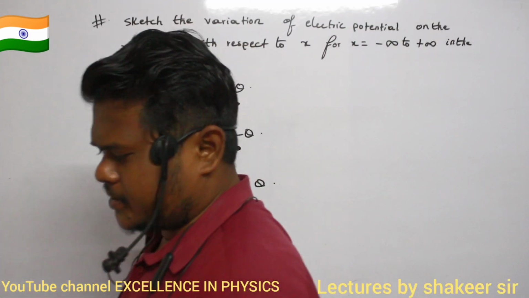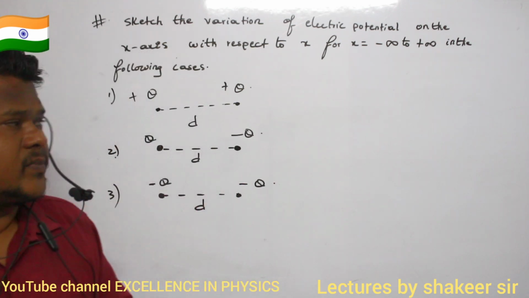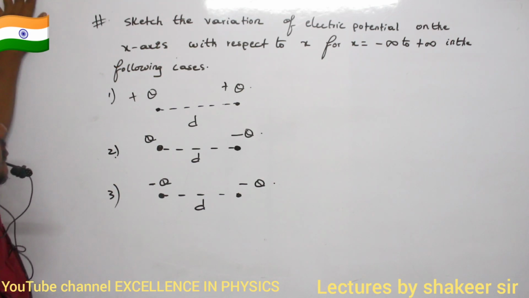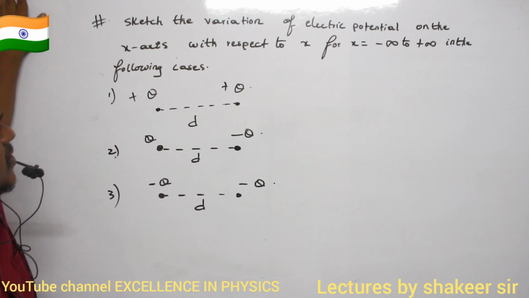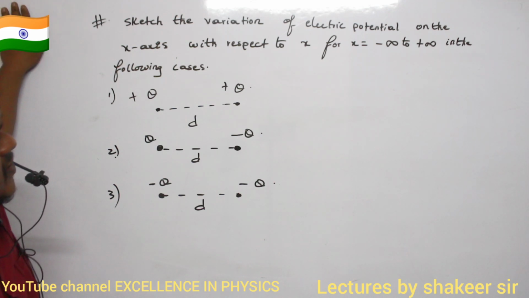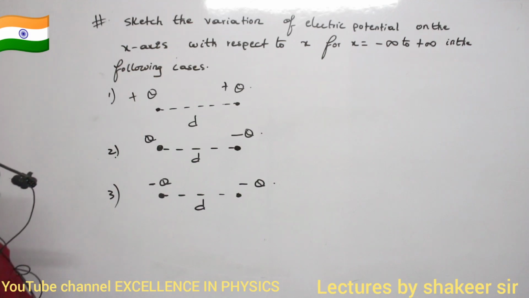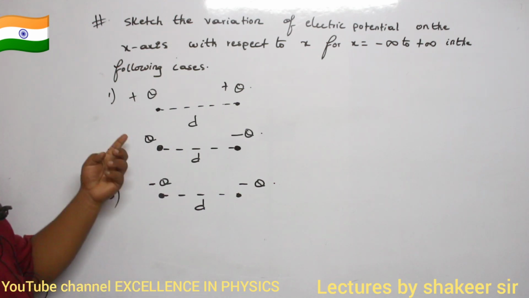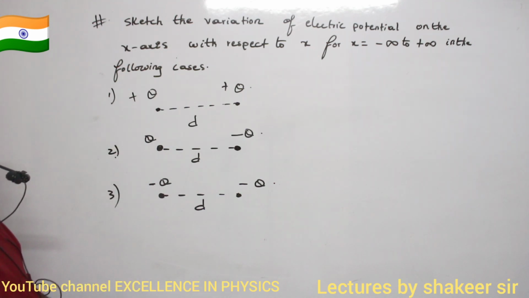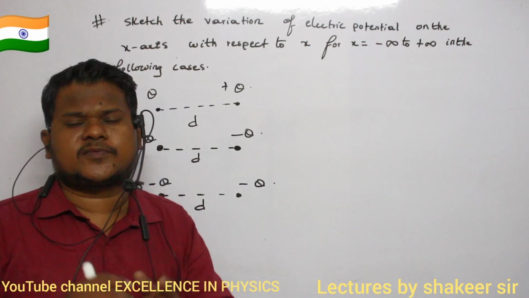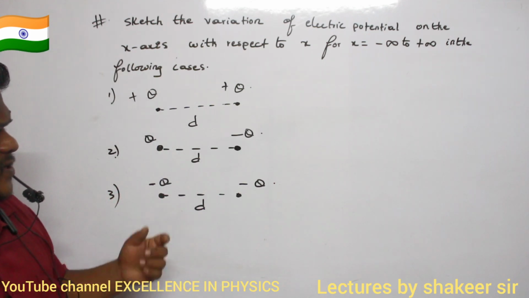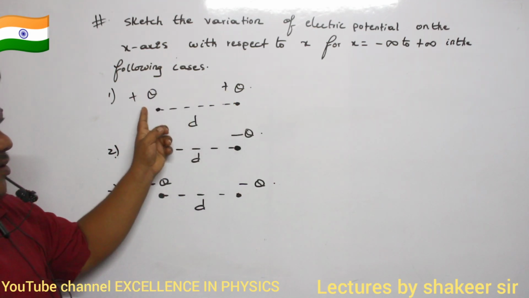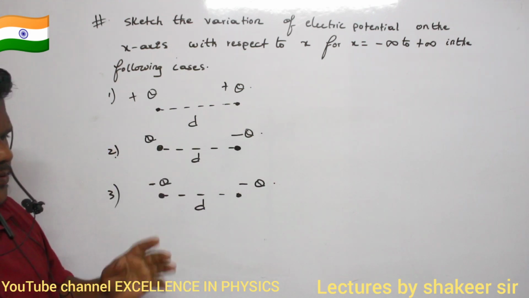Are you able to understand what is happening here? Clear? Sketch the variation of electric potential on the x-axis with respect to x, from x equal to plus infinity to minus infinity, in the following cases. In these three cases, we are supposed to calculate how potential is changing with respect to x. First one I will explain how to draw, then the second and third one you should try to draw.